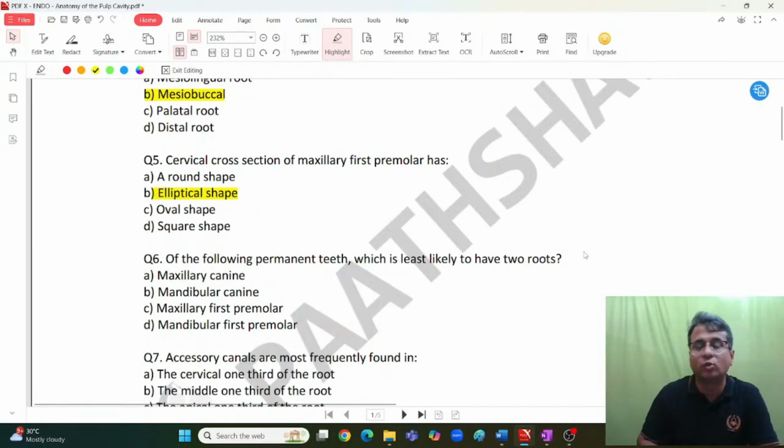Which is least likely to have two routes? So yes, remember the maxillary central incisor as well as the maxillary canine are least likely to have a bifurcated route. They are simple, a single canal. Over here, sometimes we may mark the shape of the access opening as oval.